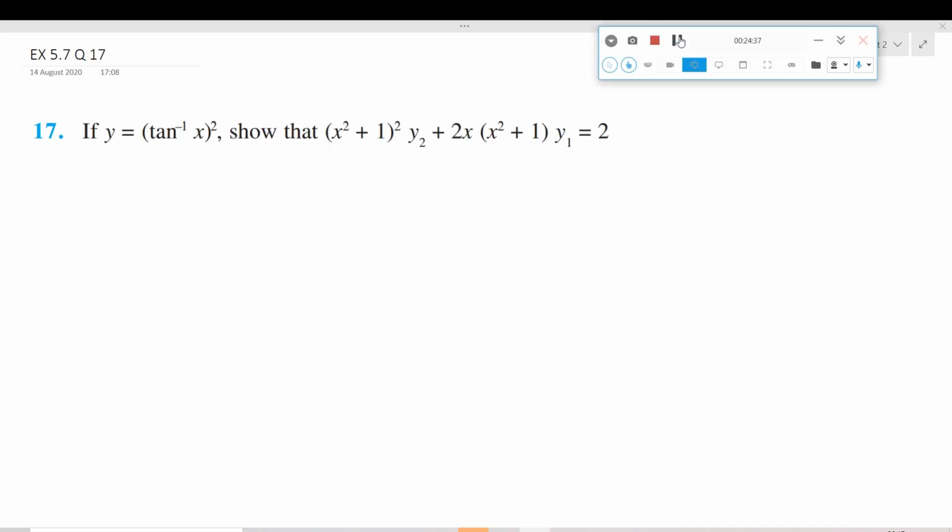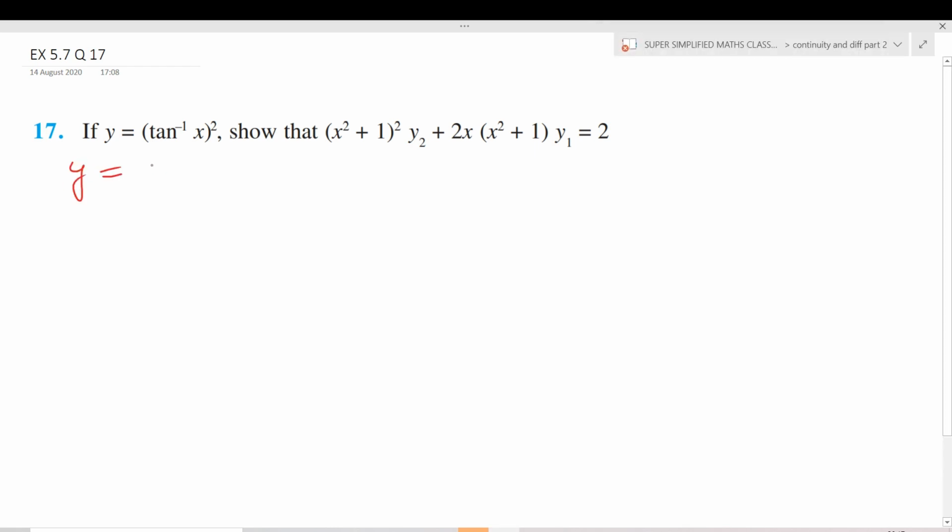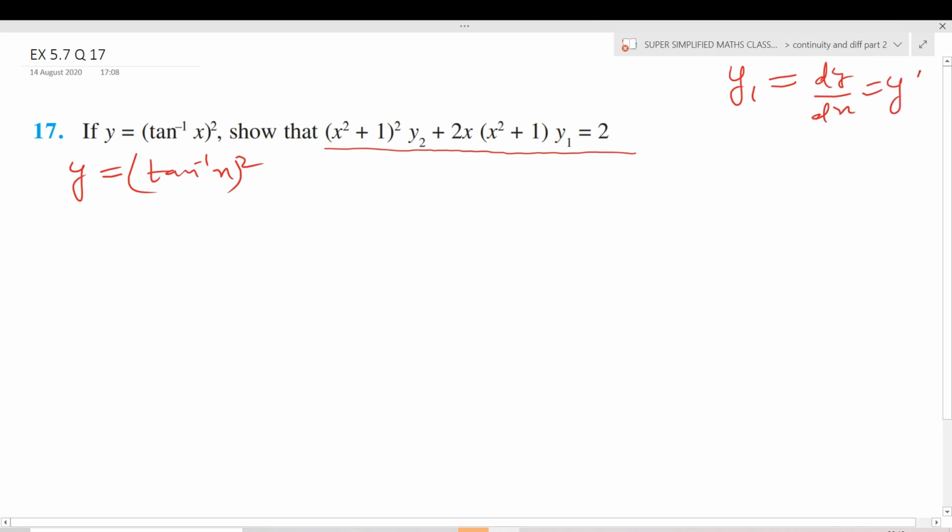Now we move to question number 17. It is given to you that y is (tan inverse x) whole square, and you have to show that (x square plus 1) whole square y2 plus 2x (x square plus 1) y1 is equal to 2. Here you can note down, students, that y1 means dy by dx or y dash, and y2 means d²y/dx², that is the second order derivative, or y double dash. So let me differentiate the given expression, both sides with respect to x.